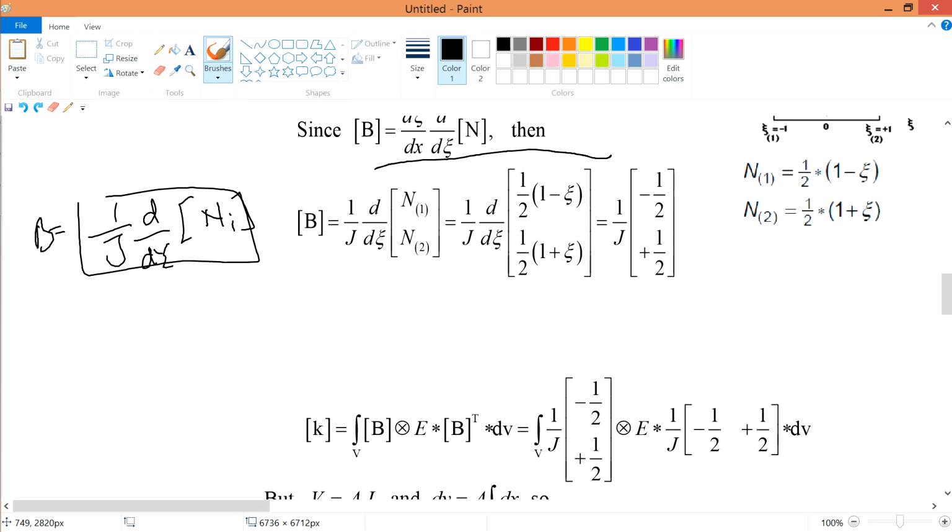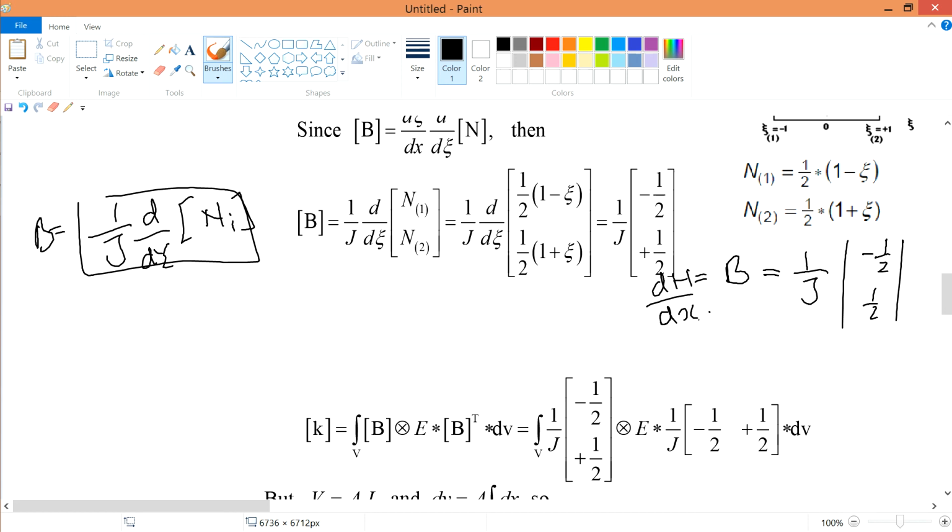And therefore, don't be confused by all this big chunk. This big chunk is just telling you that your b is equal to 1 over j, minus half. That's all. Or your b is equal to dN over dx. But anyway, I'll just show you this already, your strain displacement matrix. And then I'm going to use this b and I'm going to sub back into our k.